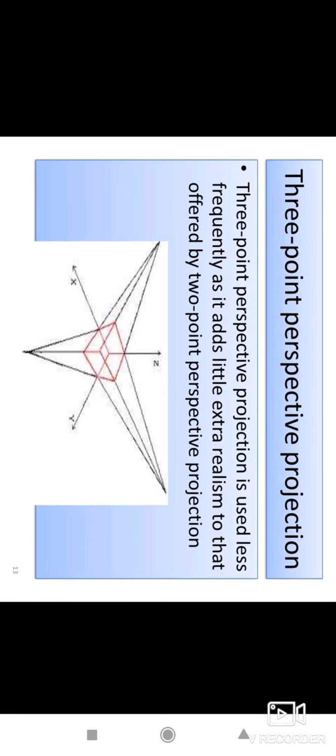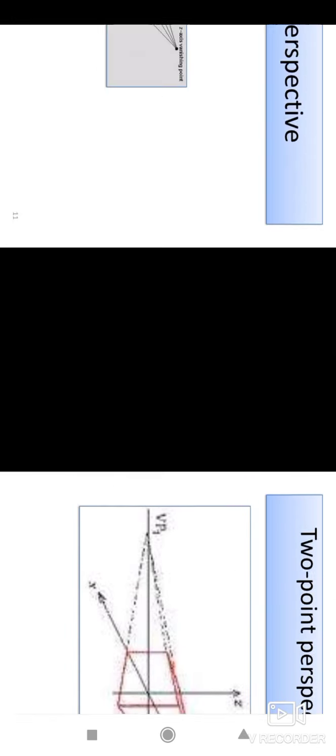Then we have 2-point perspective projection, that is 2 vanishing points are there. And there it is 3-point perspective projection. It is used less frequently because it adds little extra realism, so that is offered by 2-point perspective projection, that is parallel to all of the 3 axes, that is parallel to the x-axis, converge at x-axis point, parallel to y-axis, and also parallel to the z-axis. So this is all about perspective projections.